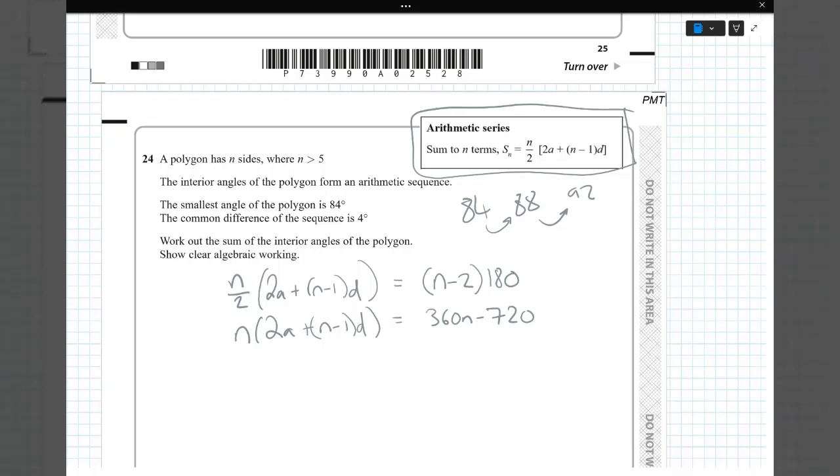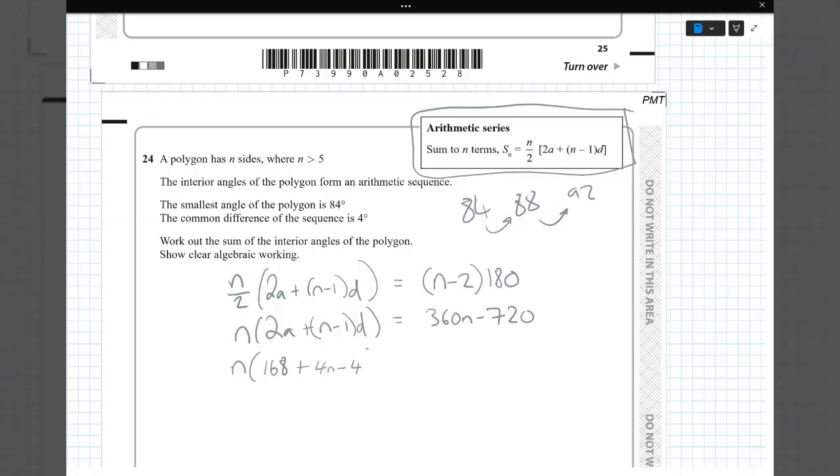Okay, next step, I'm going to sub in some values. So n, 2a is 2 lots of the first value. We're on iGCSE, so I'll get my calculator out. So 84 times 2 gives me 168. And then it's d, the difference, which is 4 lots of n minus 4.